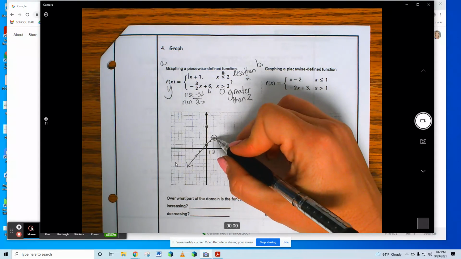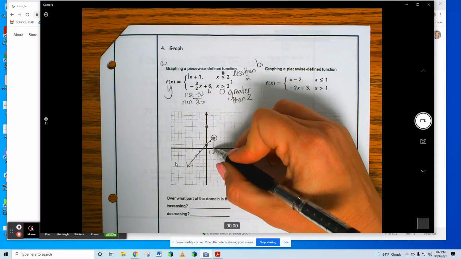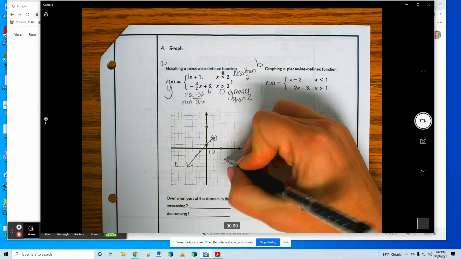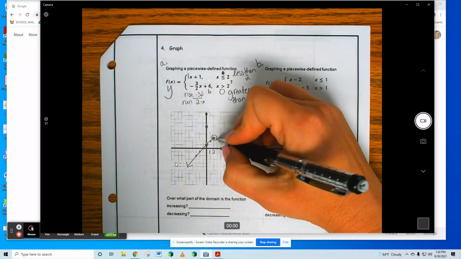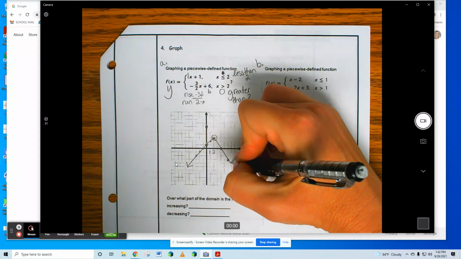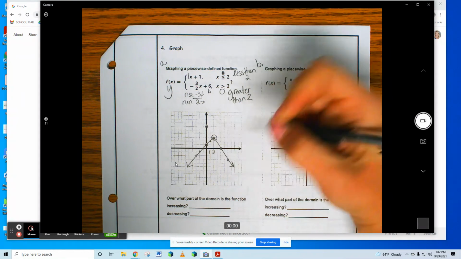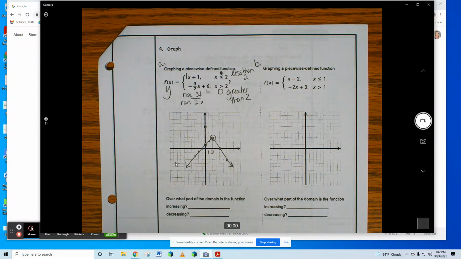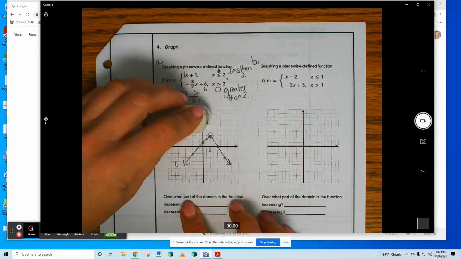So I'm going to go down 3 again, run 2. Down 3, run 2. I only want to see my line when it was greater than 2. So these are called piecewise functions.